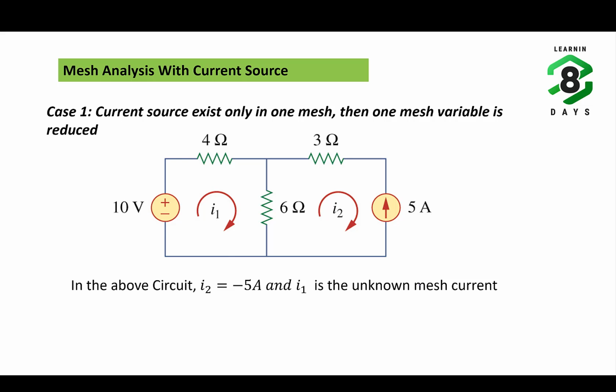Next, the case we'll see is mesh analysis with a current source. So, a current source only in one mesh. This current source should belong to only one particular mesh, but it should not be common to the meshes. In that case, one mesh variable is reduced, so that mesh variable can be directly computed just by observation, as in this case. So in the above circuit, I2 is equal to minus 5 ampere. Only I1 is the unknown variable, the unknown mesh current.